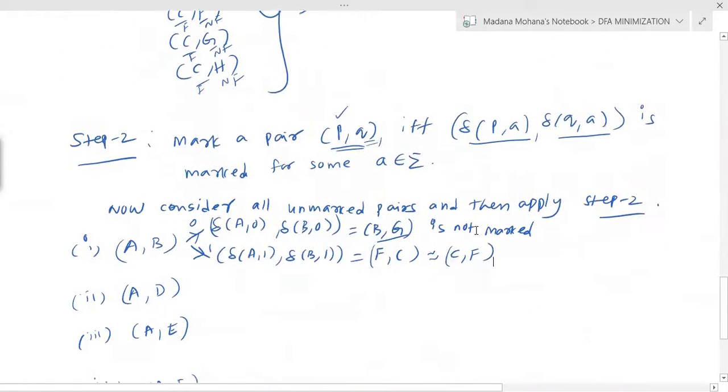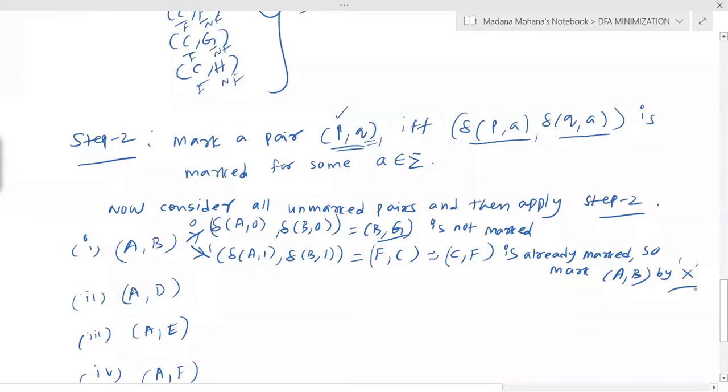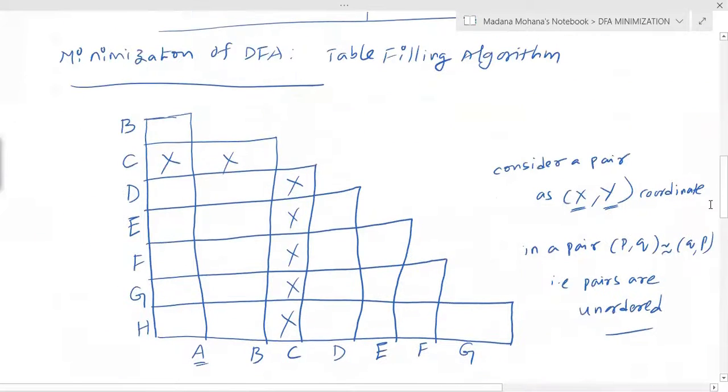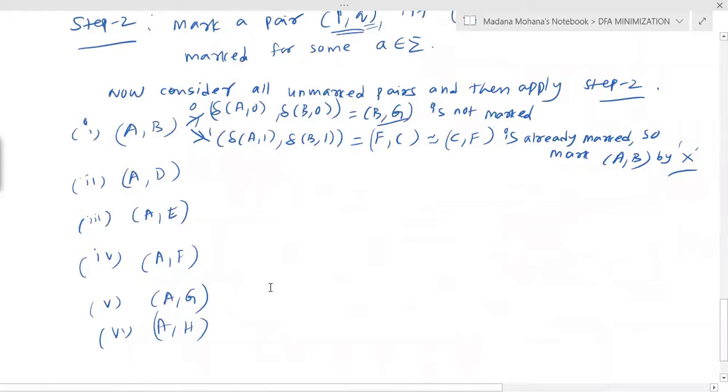So here you will mark A comma B. CF is already marked. So mark the pair A comma B. So now you can mark AB. So this can be marked in second step. For your understanding, I am writing the step number, but in examination you don't write. So in second step, the pair A comma B is marked. Similarly, A comma D. So parallelly, you will also start doing.